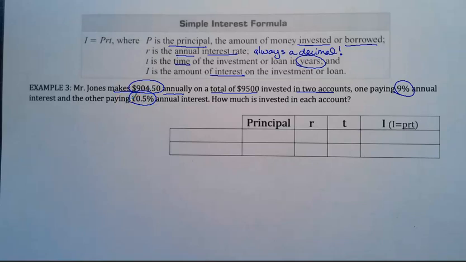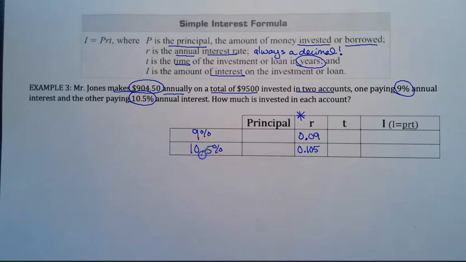When we look at our chart, we've got 2 accounts: one pays 9% interest, one pays 10.5%. We can put that in for our rate, but the interest rate has to be a decimal. So 9% is 0.09 as a decimal, and 10.5% is going to be 0.105.